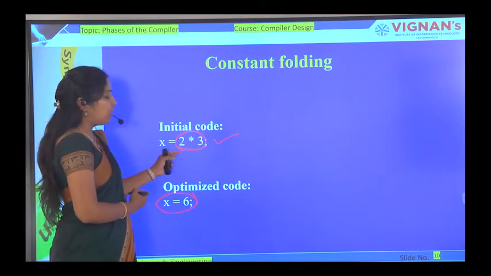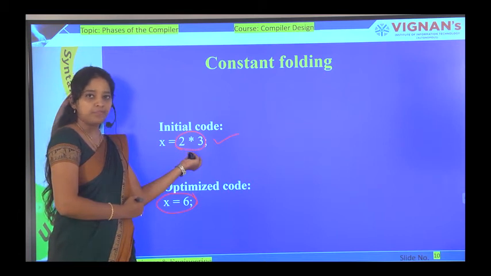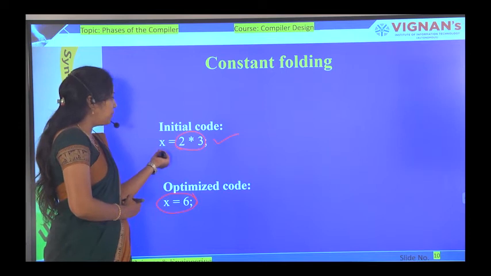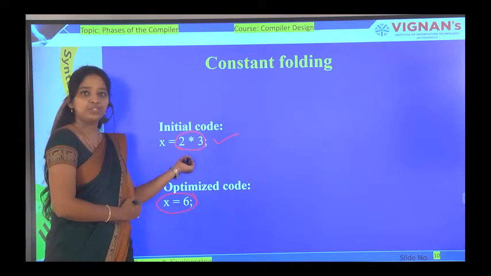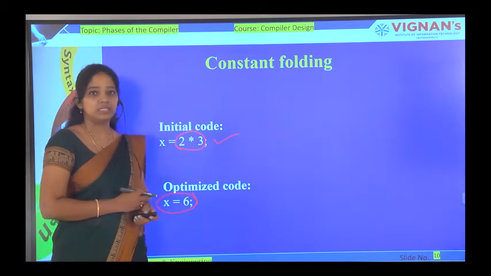So here the constants are folded. I am writing an expression with constants, and that expression will be evaluated at compile time. Before optimizing, the expression is x equals 2 into 3. After optimizing, the expression is x equals 6.